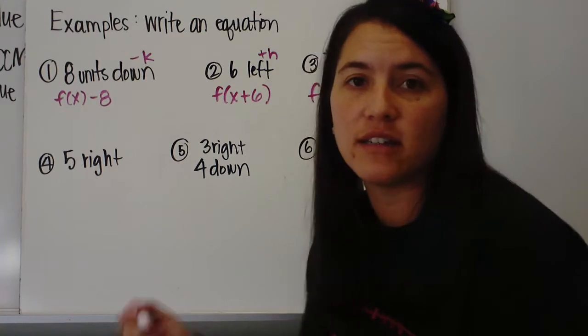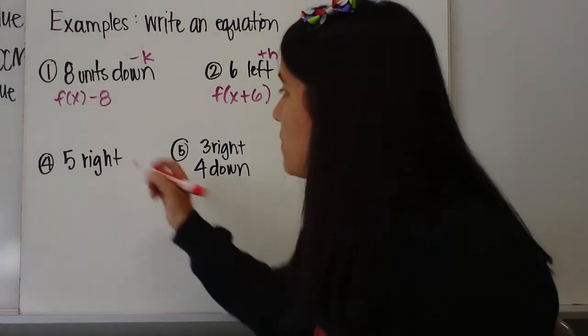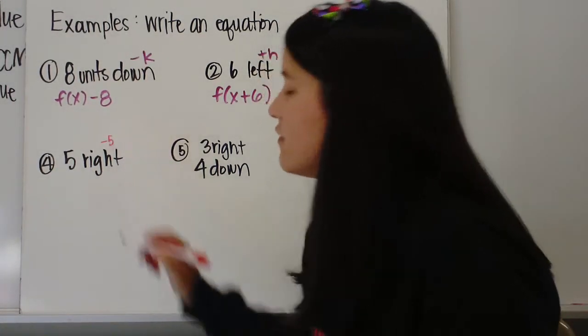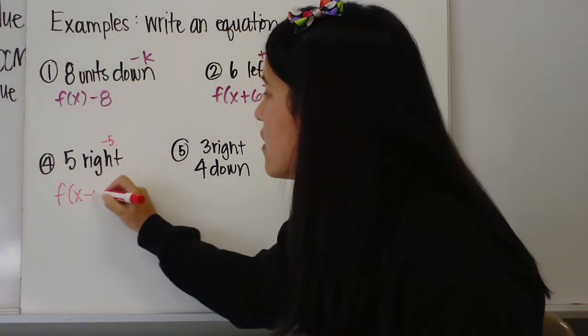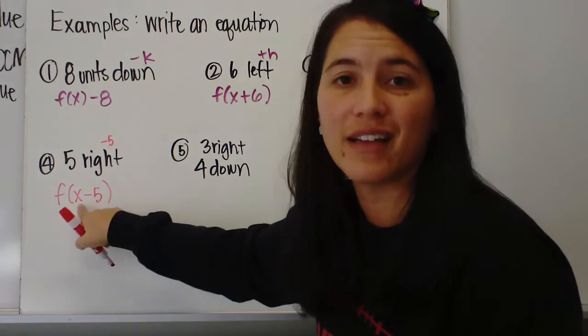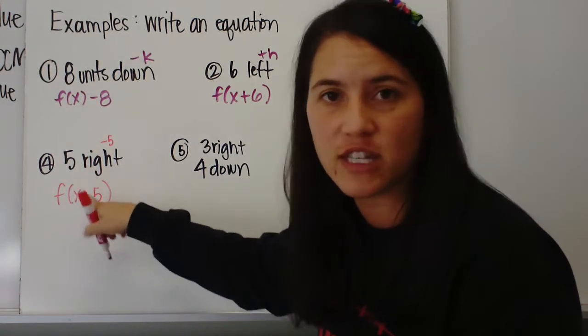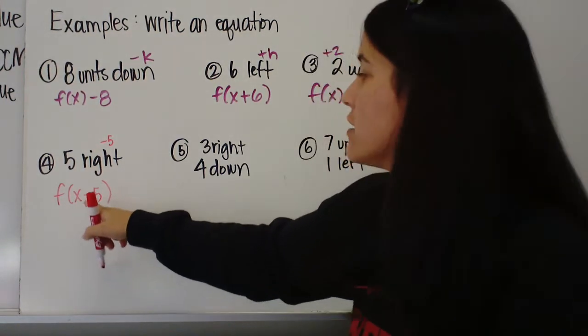5 units right. In order to go right, it's going to be the opposite. So it's going to be minus 5. And because it's horizontal, it's going to go inside the parentheses. So f of x minus 5. That means it shifts this parent function 5 units to the right.